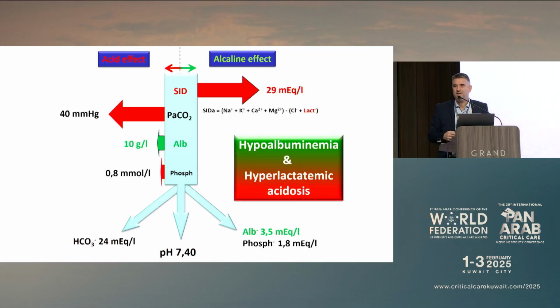But in the ICU, most of the time, our patients have a low level of albumin. And sometimes you have a normal pH with a total disequilibrium in your metabolic equilibrium. As you can see there, the pH is normal, but you have hypoalbuminemia, hyperlactatemia, and your pH is normal. And you want to give sodium bicarbonate there?